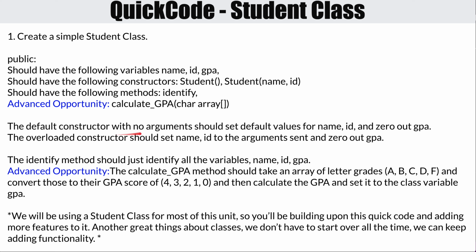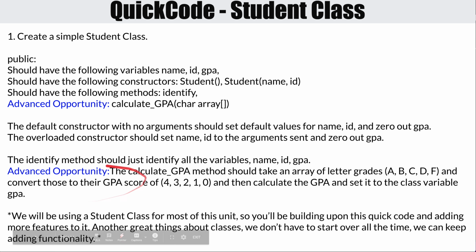Now, the default constructor with no arguments should set default values for name and ID, and it should zero out GPA. The overloaded constructor should set name and ID to the arguments sent and zero out GPA. The identify method should just identify all the variables: name, ID, and GPA. You've really done that; that was a lot of the examples that I went over, and I'm okay with that for right now because this is basic.